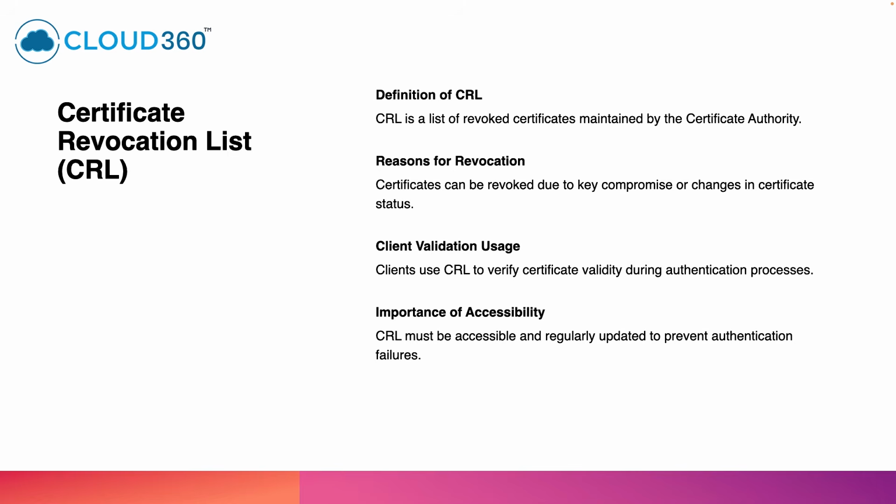Certificates may be revoked for various reasons, such as compromise of the private key or changes in the status of the certificate holder. Clients use the CRL to verify the validity of the certificate during the authentication process. The CRL is published periodically and must be accessible to the clients to ensure proper validation. Failure to access the CRL can result in authentication failures or security risks. Proper configuration and regular updates of the CRL are essential for maintaining a secure PKI environment.